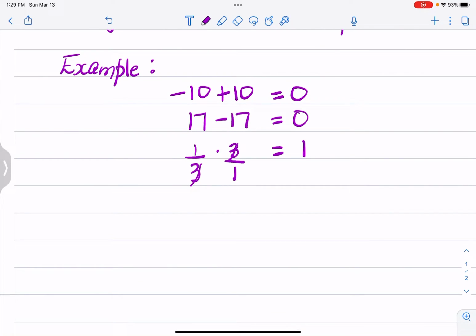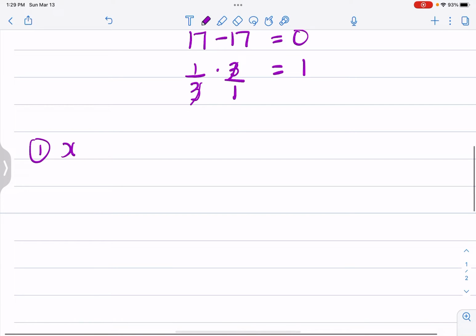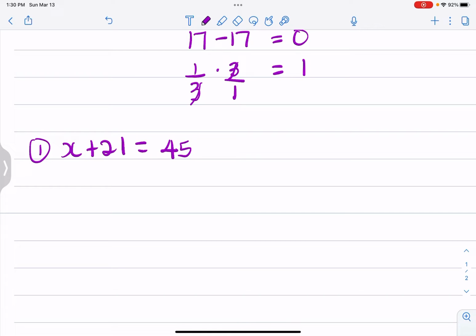Let's look at some examples of solving one-step equations. Let's say you have x plus 21 equals 45. Look at what is happening to your variable. It's being added by 21. The opposite or the inverse is to minus 21. And we do that on both sides because this is an equation. We want to keep it balanced. What you do on one side, you must do on the other side.